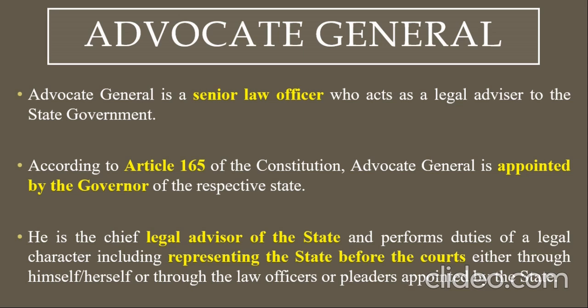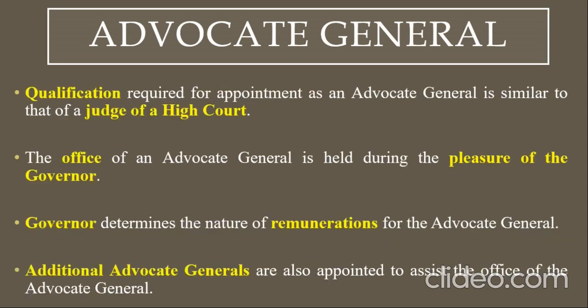The qualification for Advocate General is that he should be able to become a High Court judge. The office of Advocate General is held during the pleasure of the governor. As long as the governor is in power, the Advocate General can also be in power. The remuneration means nothing but the salary. The salary of the Advocate General is decided by the governor, and depending upon the workload, he can also have additional Advocate Generals to assist him in the office. So the difference between them, I have given in a tabular column, you can just check it out.